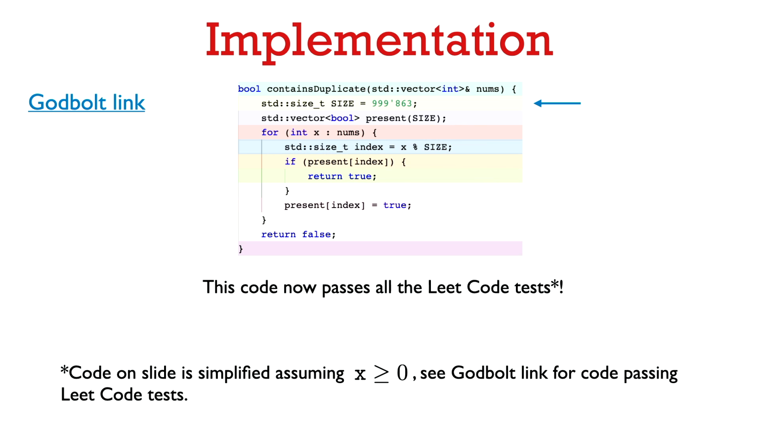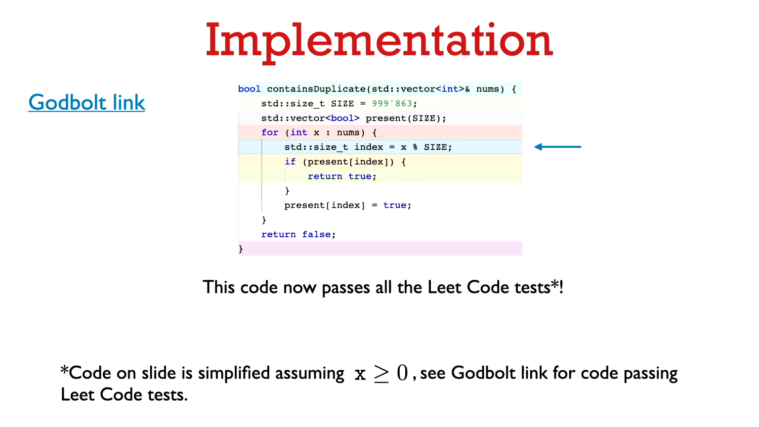So now let's try this code out. We set size to be a number close to 1 million. So here I've used 999,863. And then the algorithm is exactly the same as before, except that now to get a valid index into the vector, we first take the entry in the input vector nums and we take it modulo size. And once we do that, we get a number between 0 and size minus 1, so it's a valid index into our present vector.